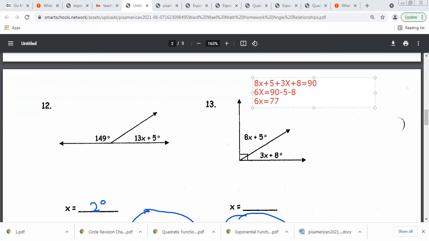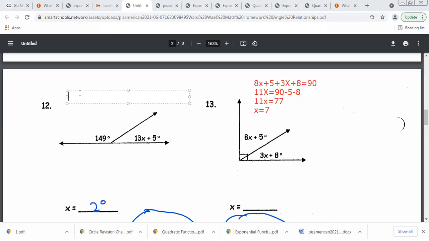Their sum together equals 90 degrees, 8x plus 5 plus 3x plus 8. Okay, so now 8 plus 3, I'm sorry, this will be equal to 11x. And then we have 11x equal 77. So the answer is x equal 7 because we divide both sides by 11. And those are complementary angles.